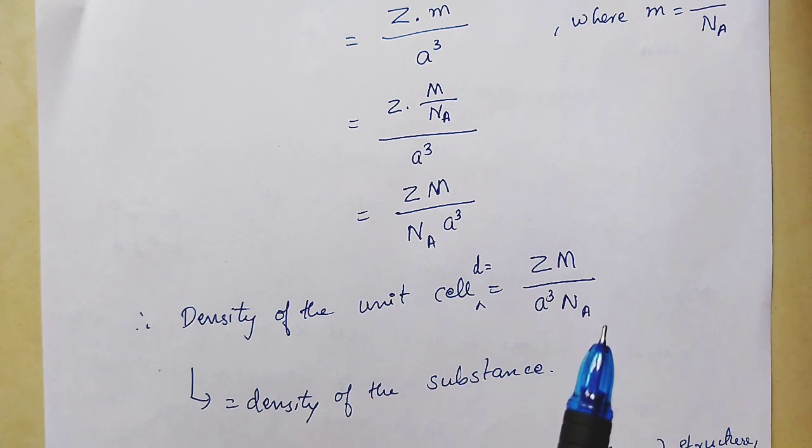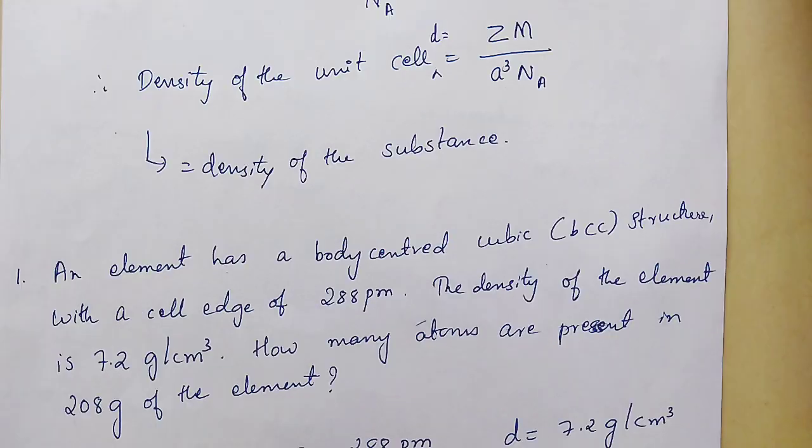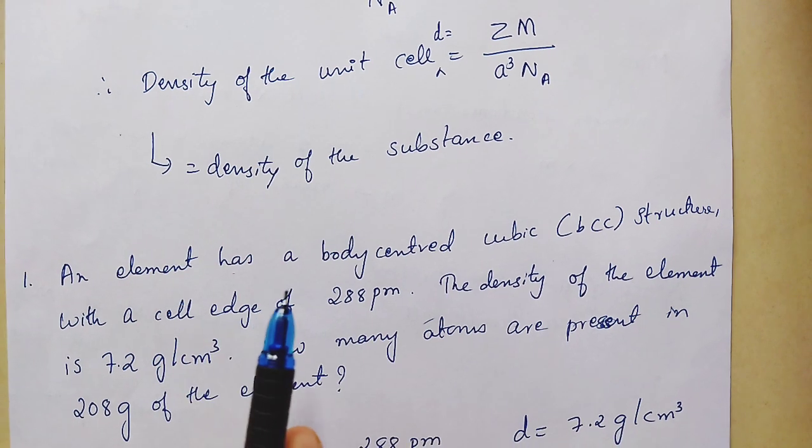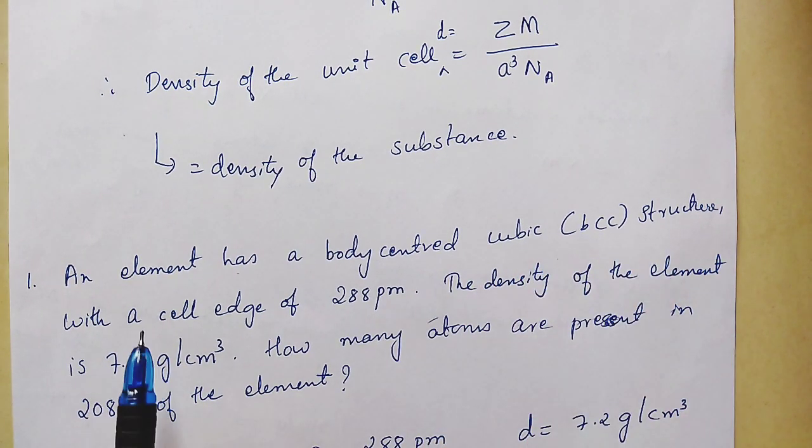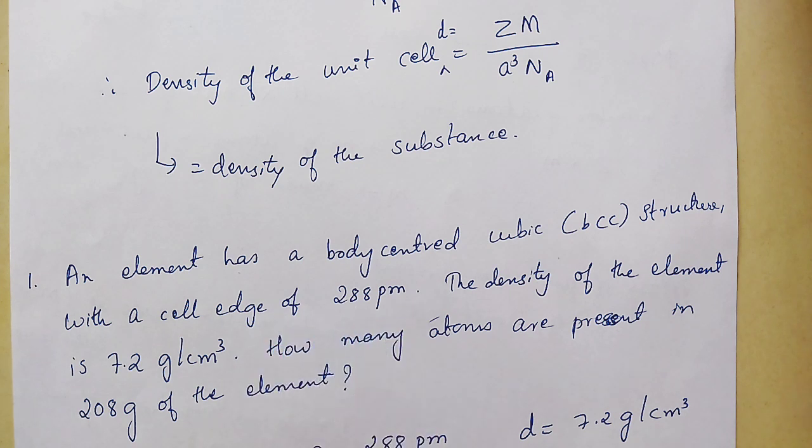Now using this formula, let us solve some problems. So here is the first problem. An element has a body-centered cubic structure, that is BCC structure, with a cell edge of 288 picometer. The density of the element is 7.2 gram per cm cube. How many atoms are present in 208 gram of the element?